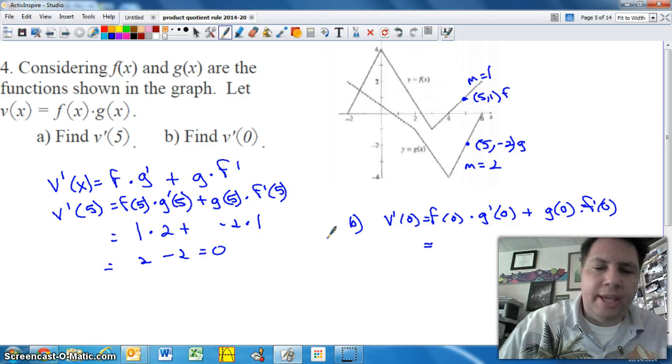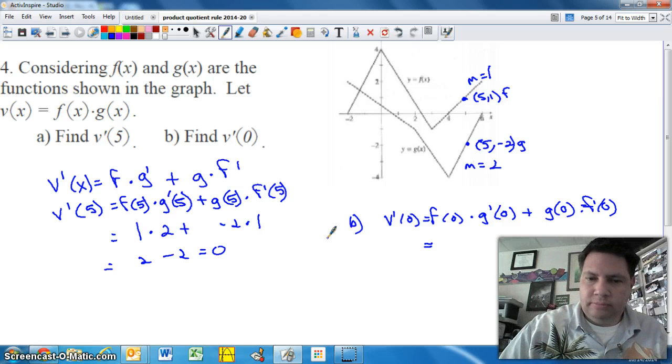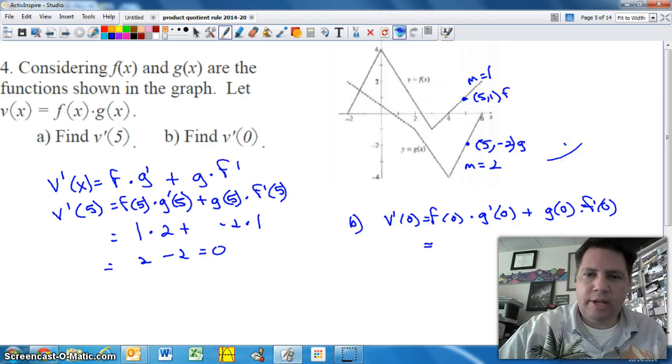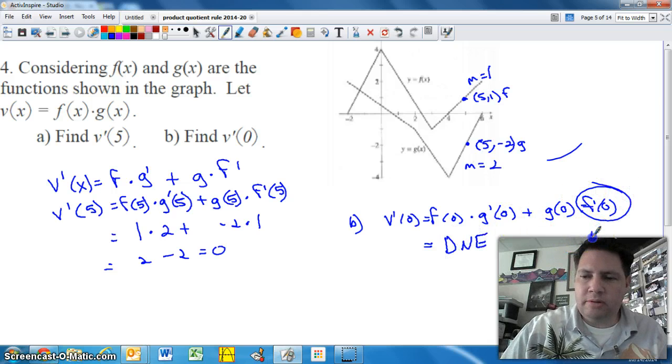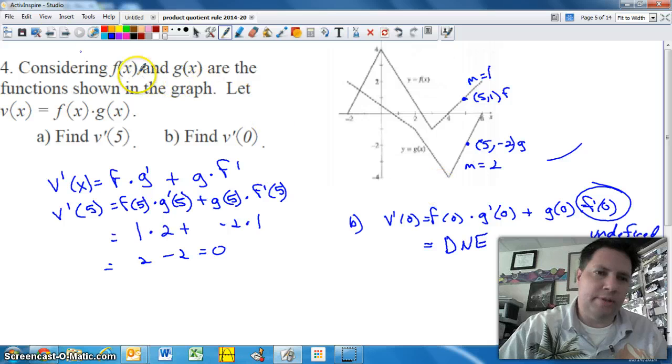Part B, come on, Pan, wake up. There he goes. Oh, it's awake now. Let me undo that. This one does not exist because f prime of 0 doesn't exist. There's no derivative right there. It's undefined, and so we can't add an undefined term to other stuff. So that was the back side there.